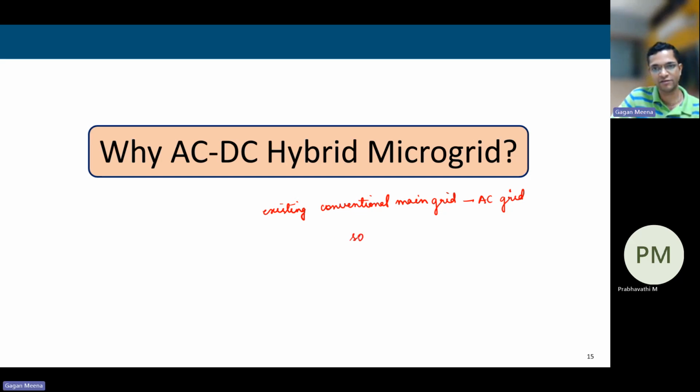But we have sources which are DC as well as AC. In DC, we have solar PV, we have fuel cells, we have batteries, electric vehicles. They can act both as source and load. And then supercapacitors.